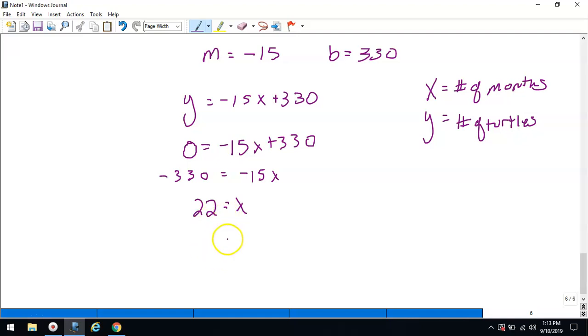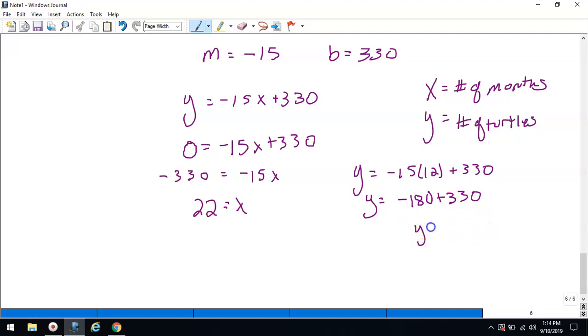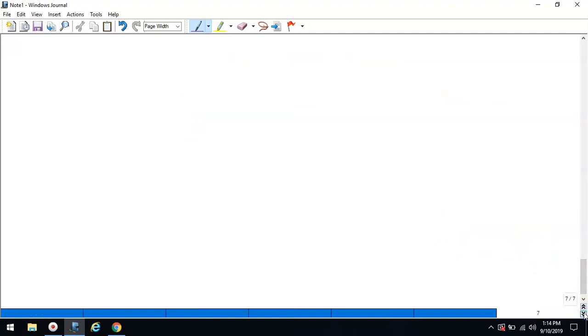The second question is, how many Ninja Turtles will you have left after 1 year? 1 year is 12 months. So this time, I'm trying to solve for x times 12 plus 330. Negative 15 times a positive 12 is going to give me a negative number, right? It's going to give me negative 180, which means in 12 months I will have sold 180. And if I take that away from 330, I'm going to have 150 left. After 12 months, I'll still have 150 figurines left.